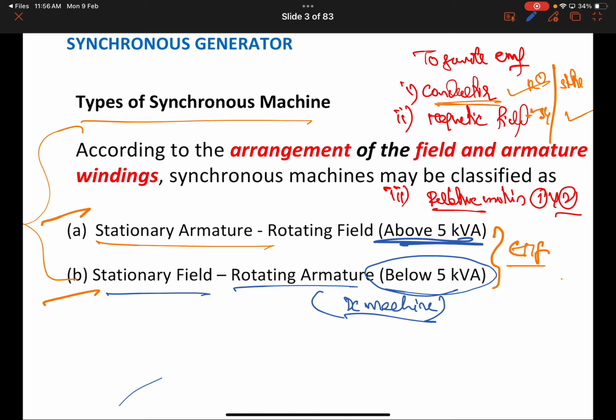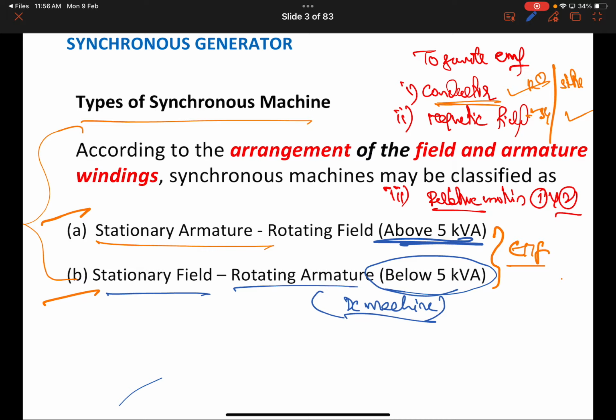It is easy to rotate a small rating machine because of its small weight. So, similar to the DC machine, we can make use of this concept here. Whereas in real power plants, the size of the generator or alternator is almost double that of this room. Okay, so it is vertically mounted.